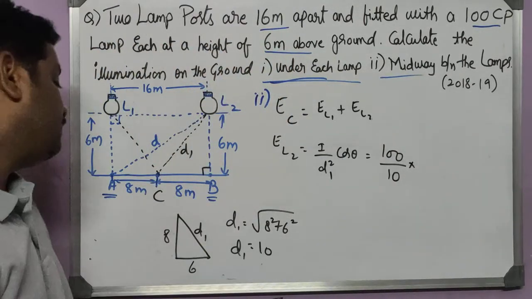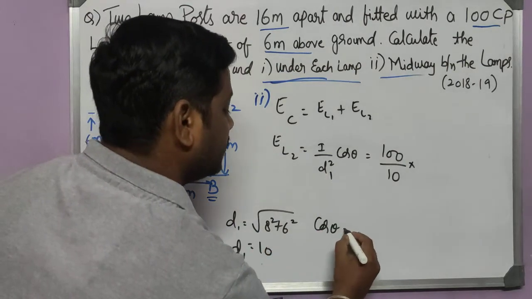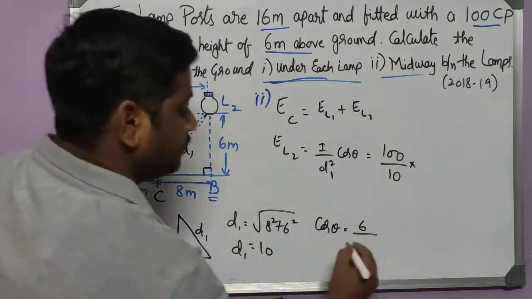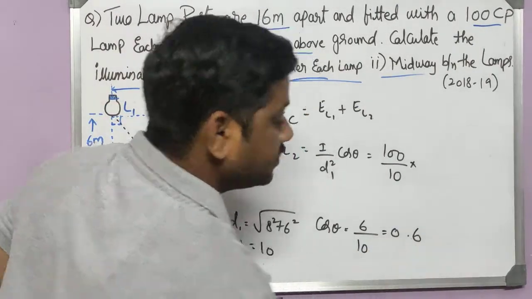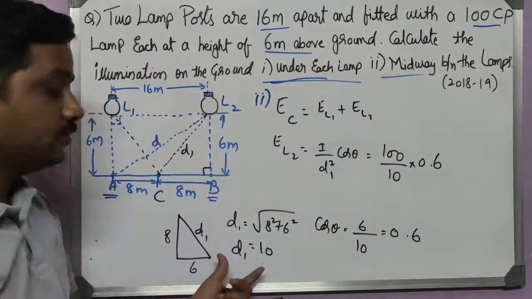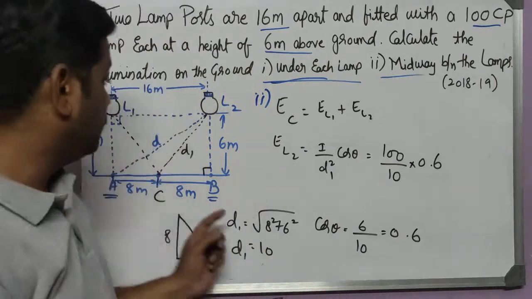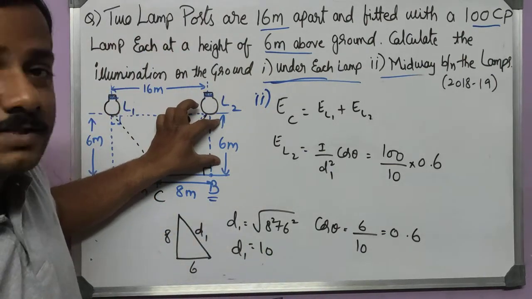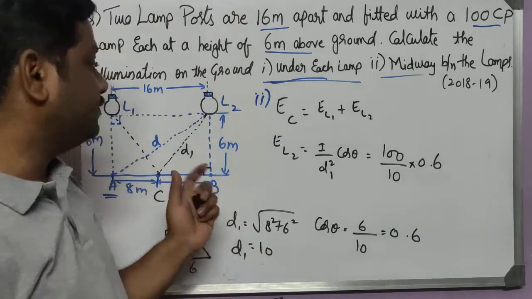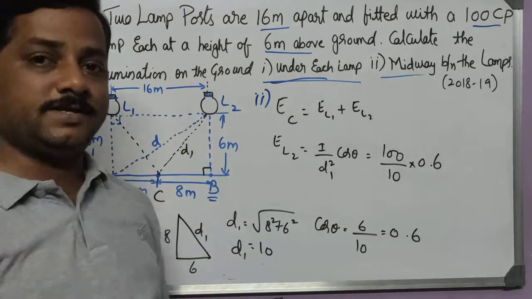So what is cos theta now? Cos theta can be given as the base adjacent by hypotenuse, and d1 is 10. So this is nothing but 0.6. So we got 0.6, right? This is how we should identify it. You should be very careful about this point. The height has to be taken as the adjacent. That is a short trick I am telling you. Don't get confused, don't take this as the adjacent. Always take the height as the adjacent.